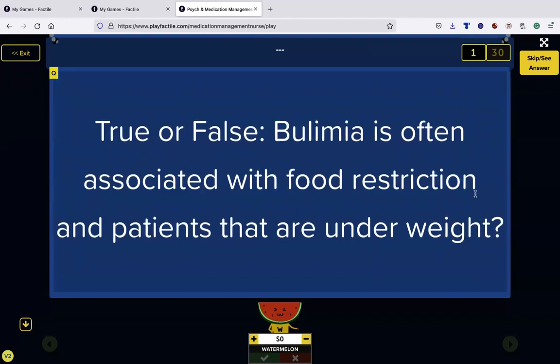Oh, this is a good one. So true or false? And this has to do, we'll talk about eating disorders, but bulimia is often associated with food restriction in patients that are underweight. That is actually false.